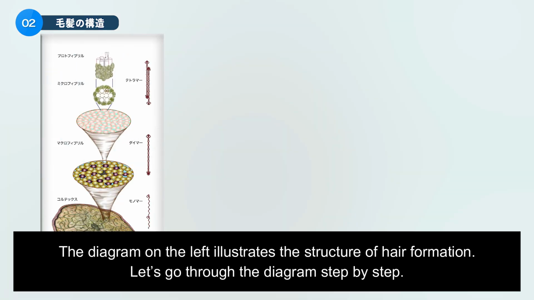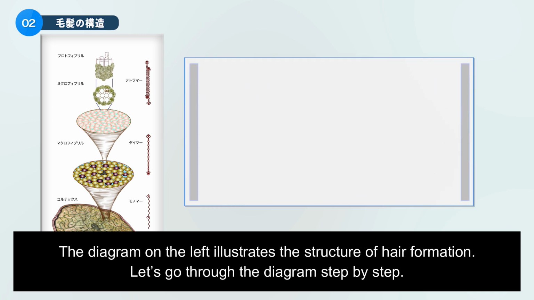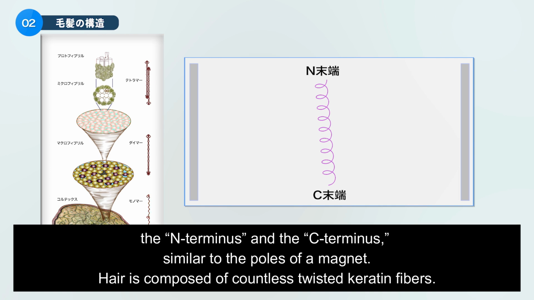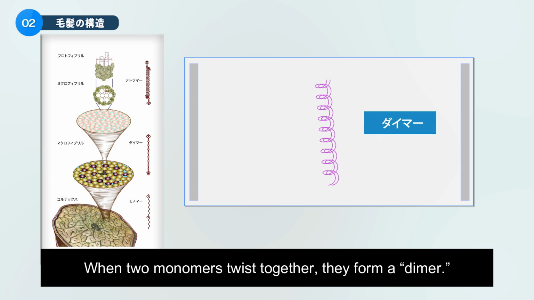The diagram on the left illustrates the structure of hair formation. Let's go through the diagram step by step. A monomer is structured in a right-handed helix and has two ends, the N-terminus and the C-terminus. Similar to the poles of a magnet, hair is composed of countless twisted keratin fibers. When two monomers twist together, they form a dimer.